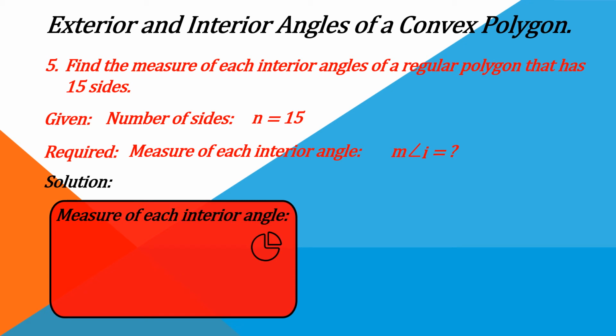For our solution, we need to find the measure of each interior angle. And our formula for this: the measure of interior angle is equal to 180 degrees multiplied by the quantity n minus 2, divided by the number of sides n. Substitute the value of n as 15. It is simply 180 degrees multiplied by 15 minus 2, divided by 15, and simply it is equal to 156 degrees.